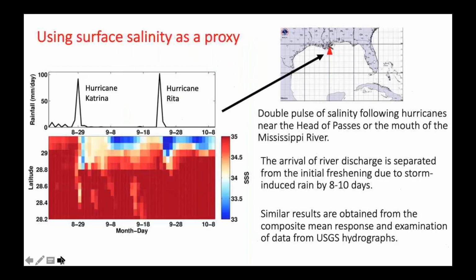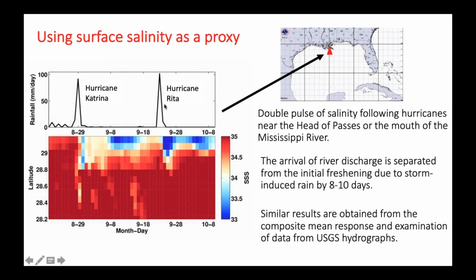To do this, we perform some analysis using precipitation and sea surface salinity. Let us look at this figure here. The upper panel shows precipitation during late August and September of, again, 2005, and the lower panel shows salinity. Both are approximately time series at this location near the mouth of the Mississippi River, near the Head of Passes. First, this is the case of Hurricane Katrina.